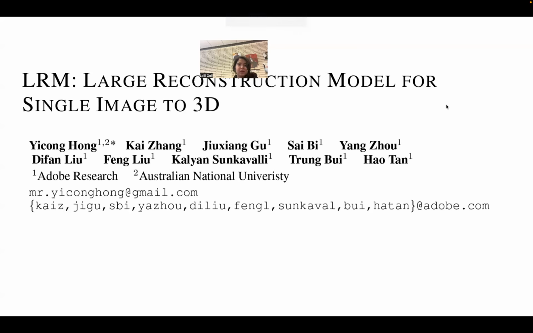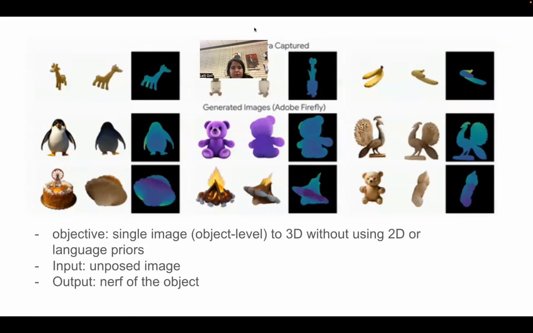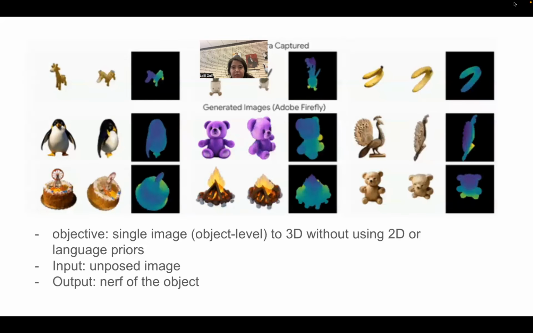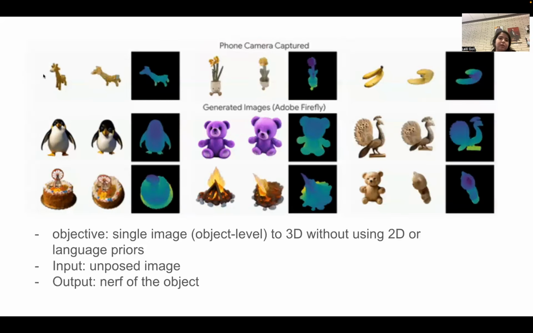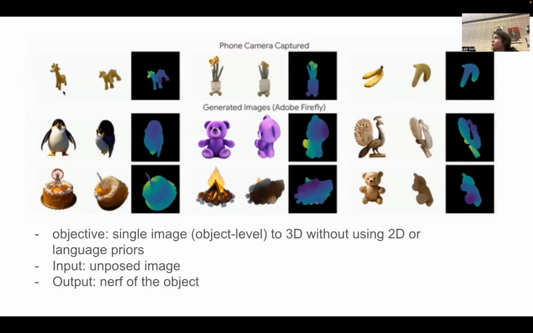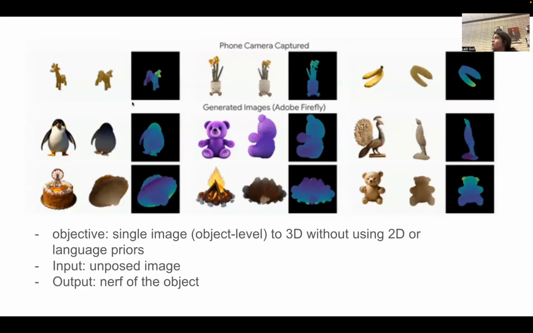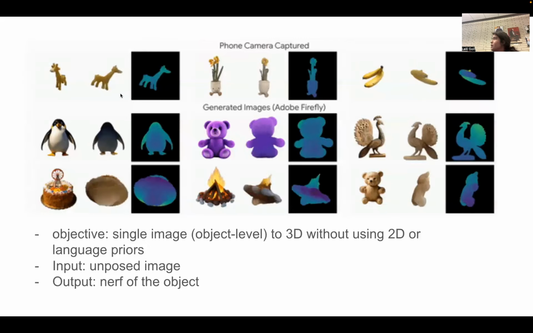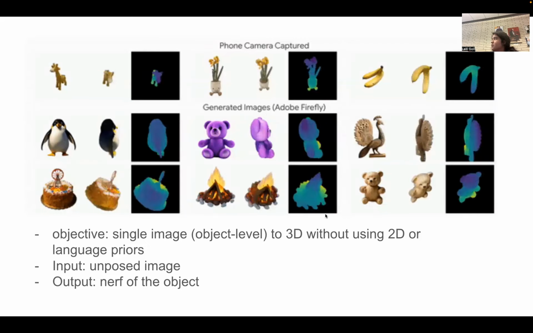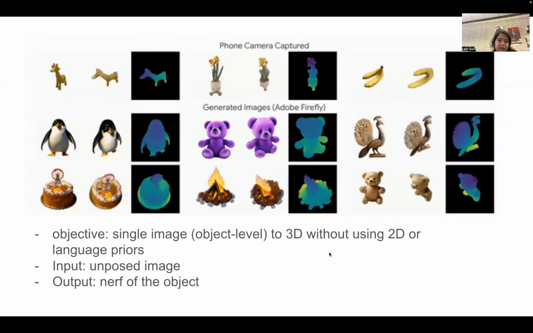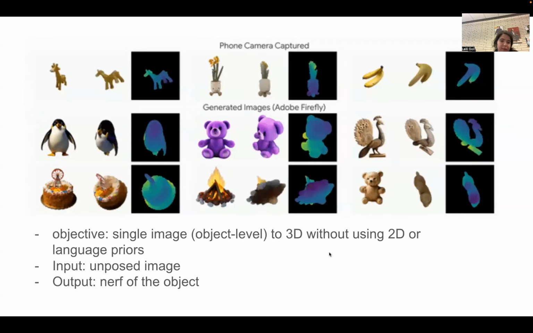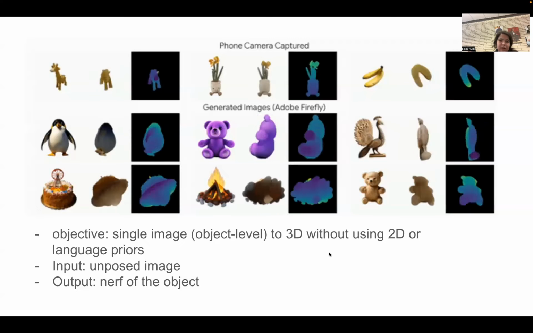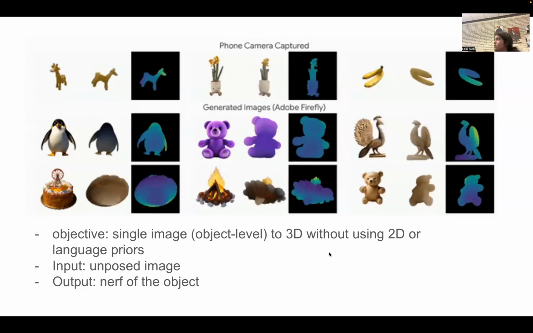This model was released last week: LRM, a large reconstruction model for single image to 3D. The objective is to take one single-view input image and lift it to 3D. These are some of the results. The images are unposed, so you don't have camera information for them, and the output is a NeRF that is here transformed to a mesh.